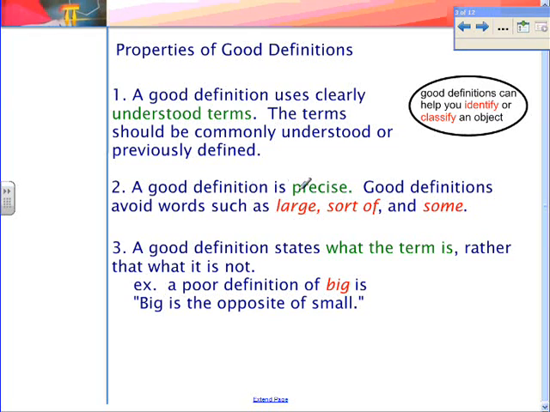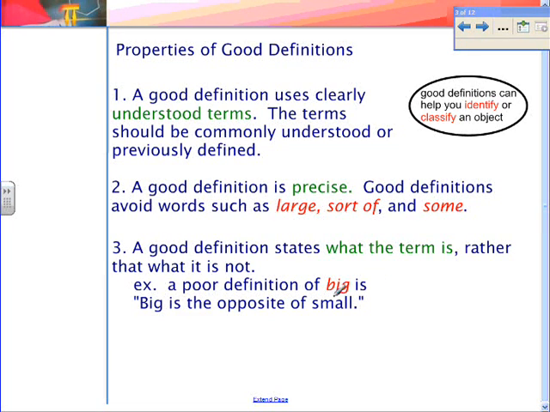Another thing we're going to look for is precision. Think about what precise means in science, right? Sometimes you talk about getting precise results when you do an experiment. Well, we can talk about precise definitions. Definitions are going to avoid using words like large or sort of or some. We want to get specific about what we mean. Another thing that a good definition does is it states what the term is rather than what it isn't.